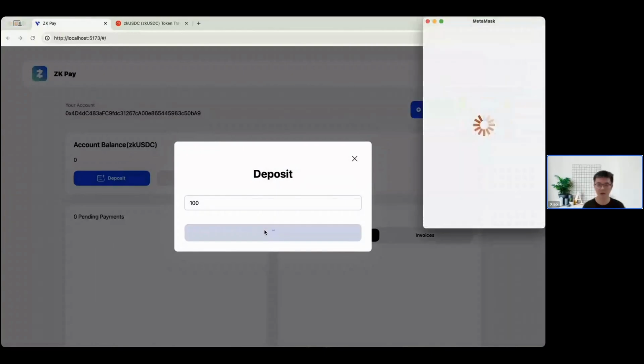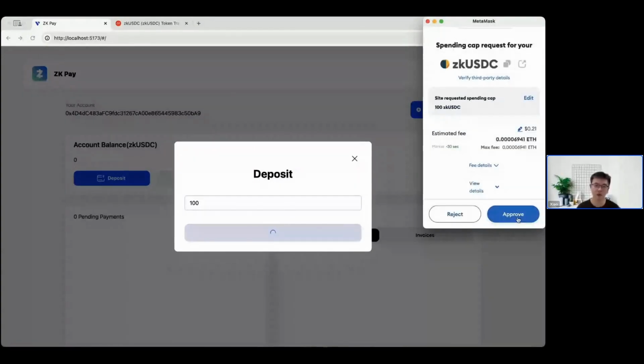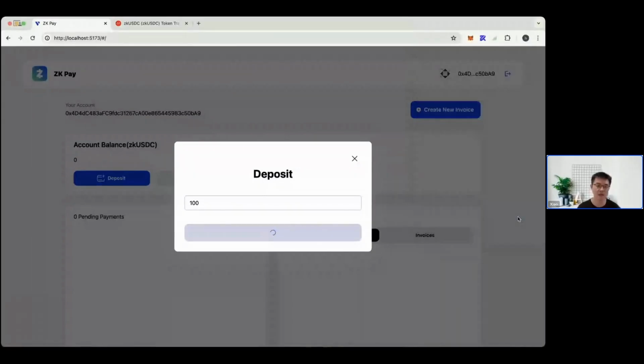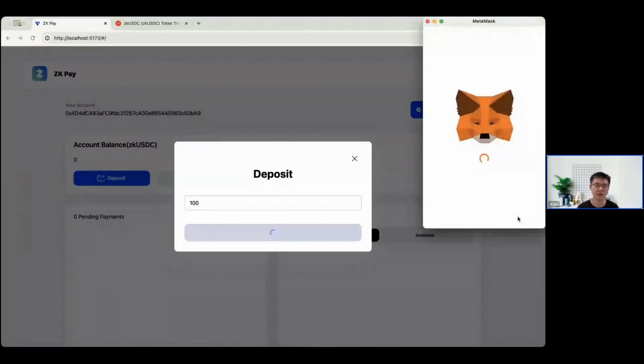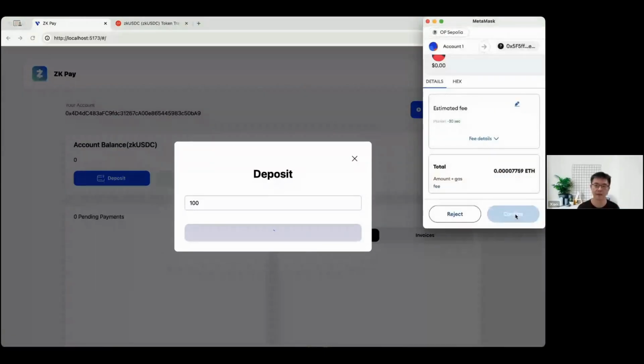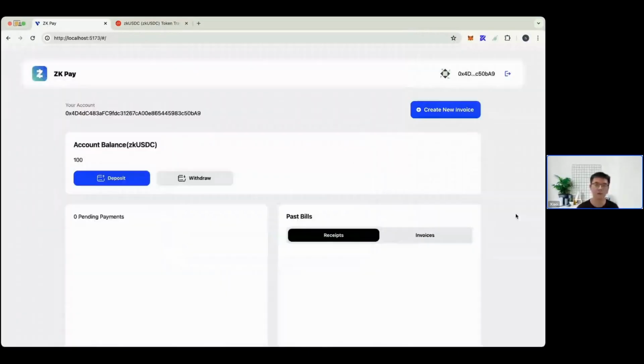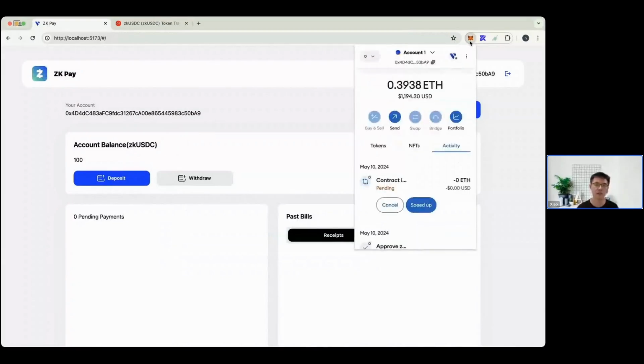What happens now is you deposit your USDC into a smart contract that we have developed and deployed on Ethereum. So basically your USDC is locked within that smart contract. Meanwhile, the same amount of USDC, called zk USDC, is minted on the zk payment layer, as you will see very soon. Okay, so your fund in Ethereum is locked, and you have 100 zk USDC in the zk payment layer.